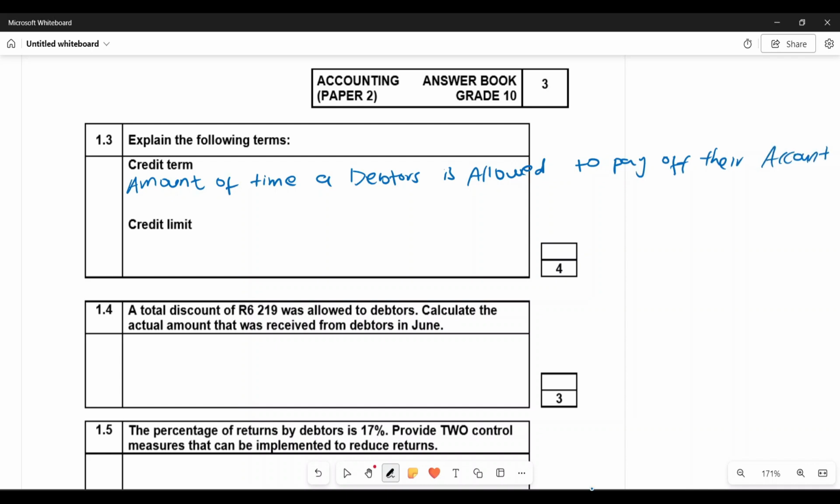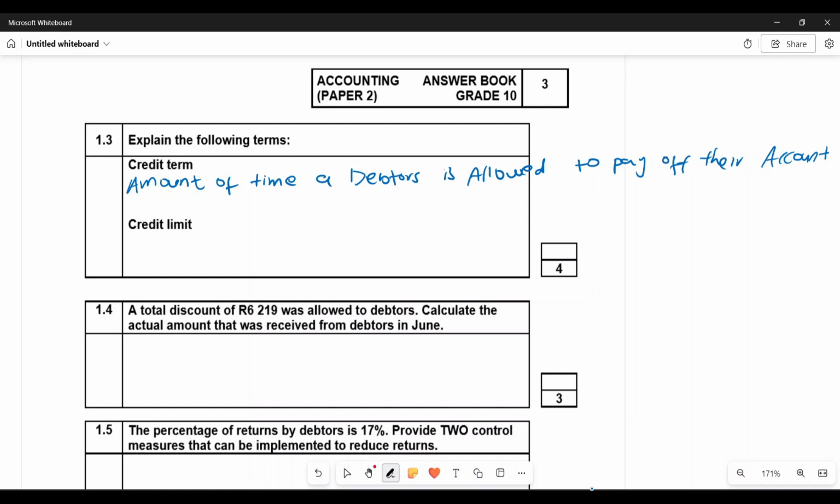Now, for example, if maybe you took stock from me, and as a result, I'm telling you that you need to pay off the amount you owe me within 6 months. Your credit term would be 6 months, right? Which is the amount of time I allowed you to pay off the money that you are owing to me. Now, what is a credit limit?